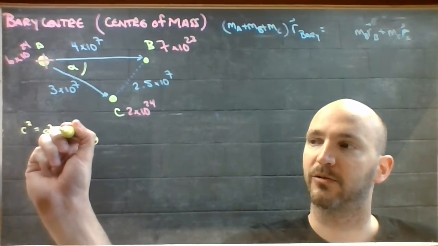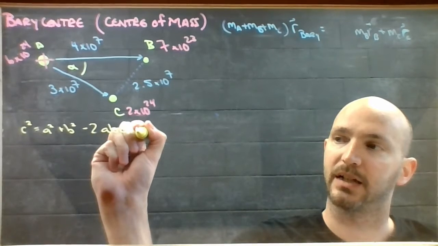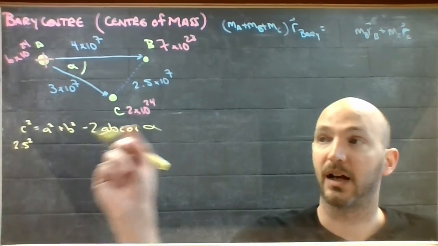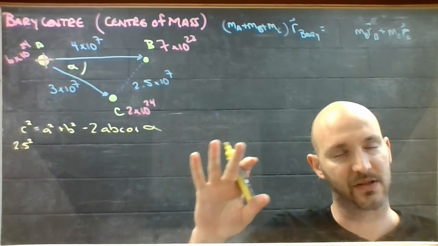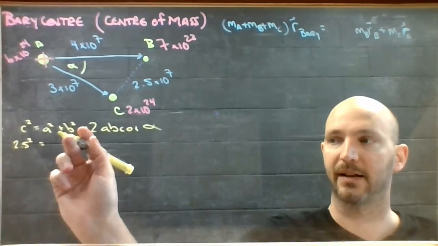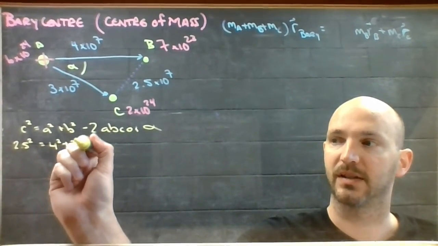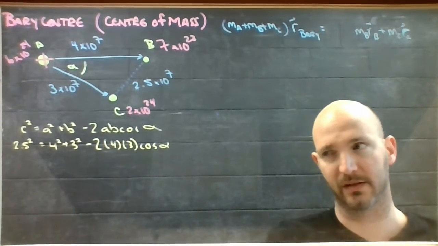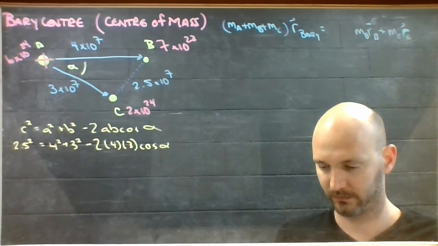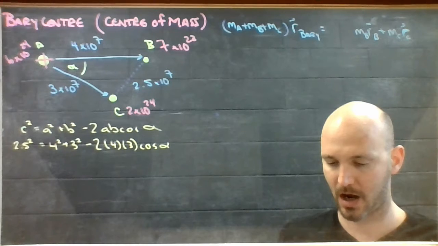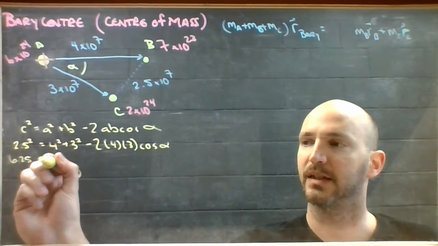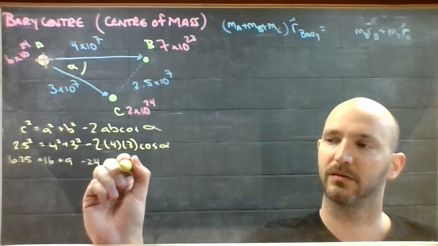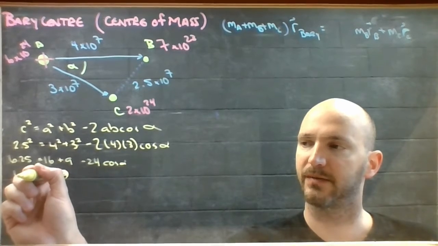C squared is A squared plus B squared minus 2AB cosine the angle between them. So 2.5 squared, and notice that all of these are power 10 to the 7, so I can just strip that out for a minute and tack it on at the end. 4 squared plus 3 squared minus 2 times 4 times 3 times the cosine of alpha. 2.5 squared is 6.25, I think. Yep. So 6.25 is 16 plus 9, 2 times 4 is 8, 8 times 3 is 24. 16 and 9 is 25.